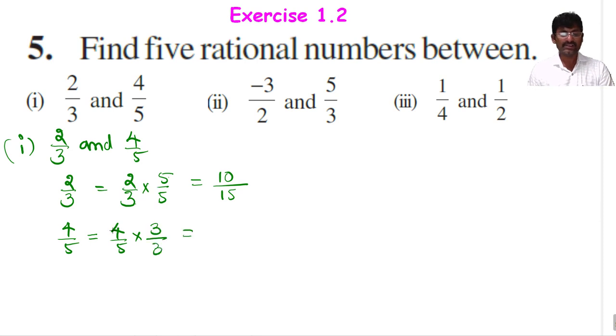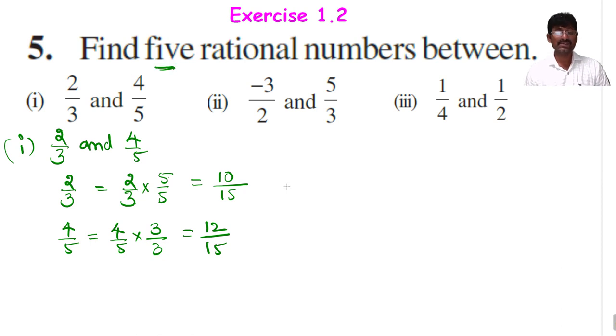So that it will be 4 into 3 is 12, 12 by 5 into 3 is 15. Now you observe the numerators 10 and 12. In between 10 and 12 we have only 11. That means we have only one number. We need to get how many?